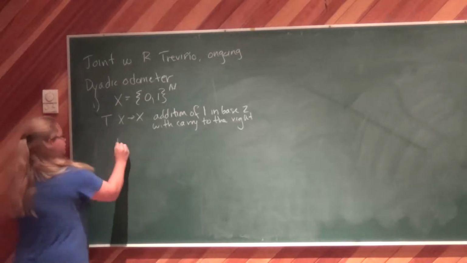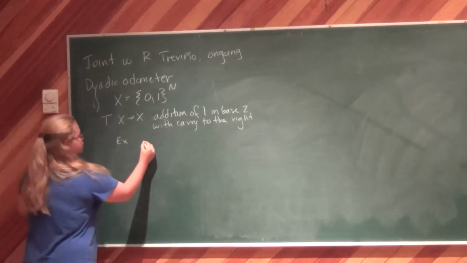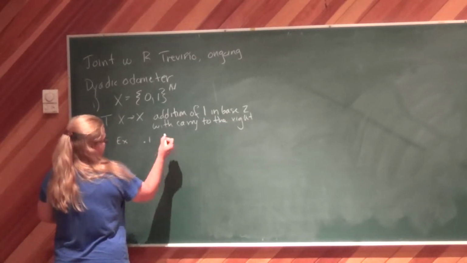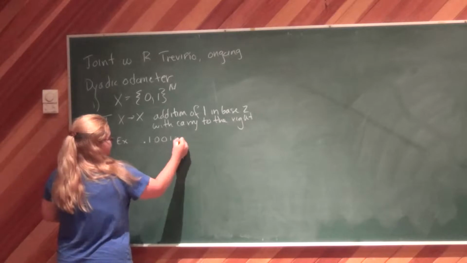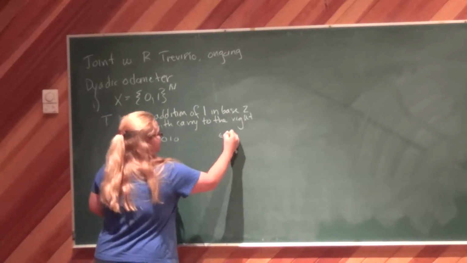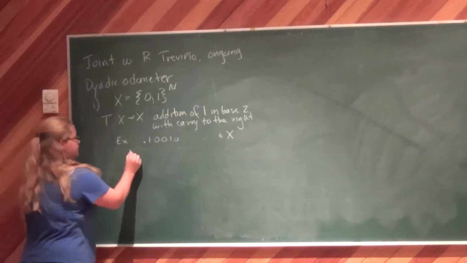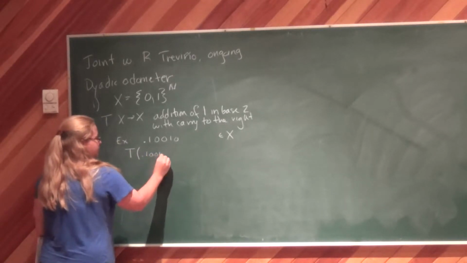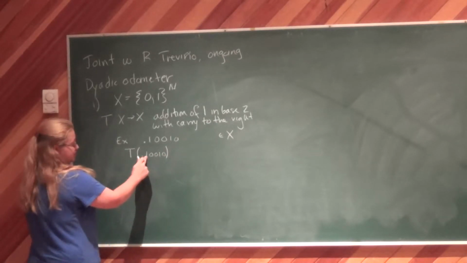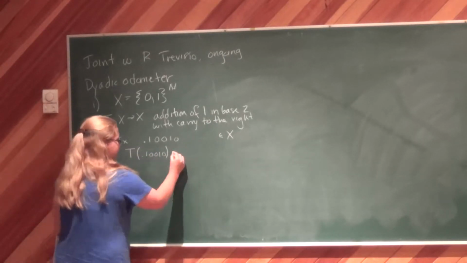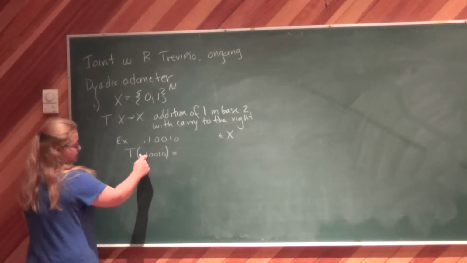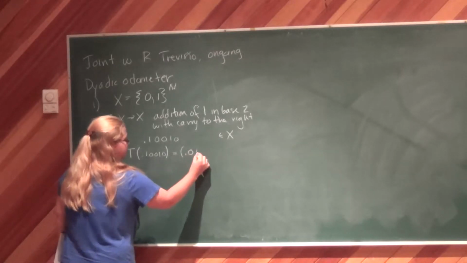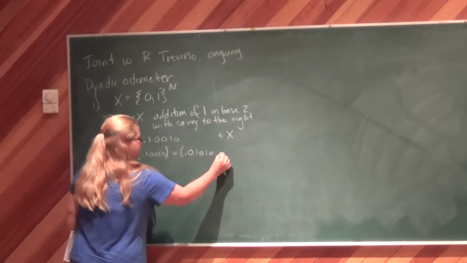So for example, I'm going to put a decimal point just to mark the beginning of my infinite sequence. I could do a sequence that maybe starts 1, 0, 0, 1, 0, etc. That would be an element of my space. And the way the map works, if I apply my map T to this point, I add 1 to the first digit in base 2, and I carry to the right. So 1 plus 1 is 0 with a carry to the right. So this would be 0.0, 1, 0, 1, 0, etc.